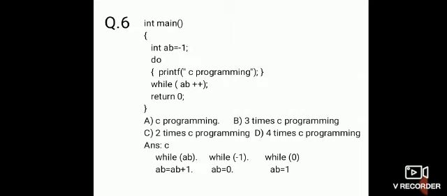In the first condition, while -1, which is a non-zero value, means the condition is true. Then AB is equal to AB plus 1, which means AB is equal to 0. Then the second time C programming is printed, because of the increment, -1 becomes 0, and while 0 the condition is false. So C programming is printed 2 times. So option C is correct.